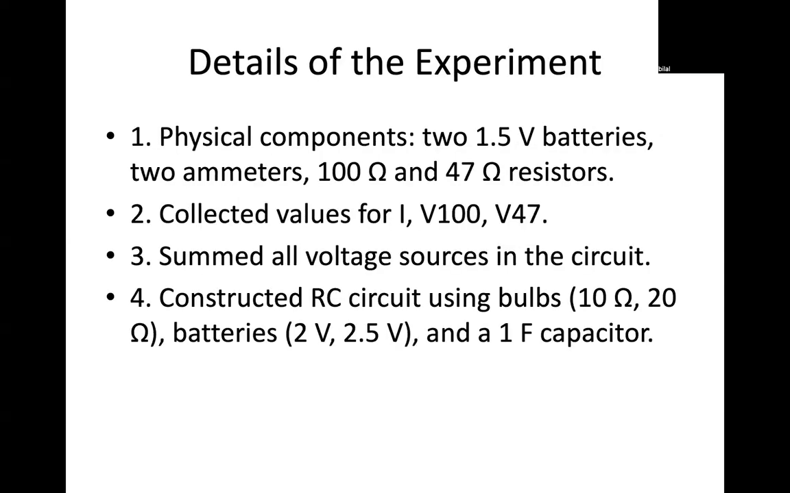Now, for this experiment, we used two 1.5 volt batteries, two ammeters, and resistors of 147 ohms. We measured the current and voltage across each resistor and calculated the total voltage drop in the circuit. Later, we also built an RC circuit using bulbs, batteries, and a capacitor, allowing us to observe how the capacitor affected the overall behavior of the circuit.